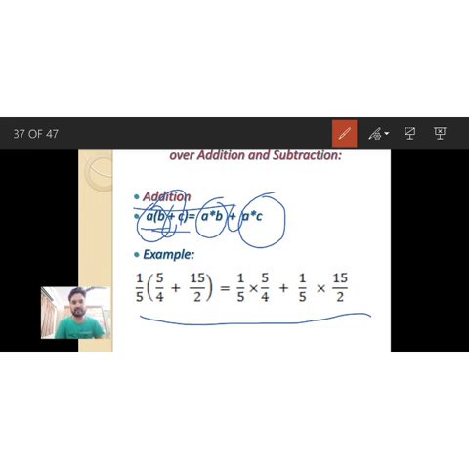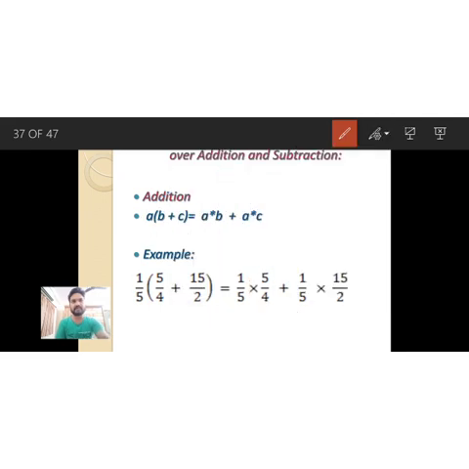1 by 5 bracket 5 by 4 plus 15 upon 2. So what we have to do? We have to multiply 1 upon 5 into 5 by 4, and 1 upon 5 into 15 by 2, and the sign is plus. If we have to do the sum, 1 upon 5 into 5 by 4, the 5s cut, and 1 upon 5 into 15 by 2, so 5 ones are 5, 5 threes are 15.